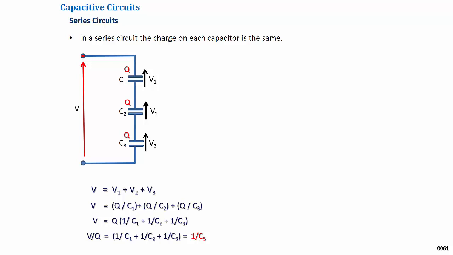Since Q is the total circuit charge and V is the circuit voltage, then by definition this must equal not the total circuit capacitance CS, but 1 over CS, i.e. the reciprocal of CS. The actual value of CS may finally be determined by simply taking the reciprocal of this result.